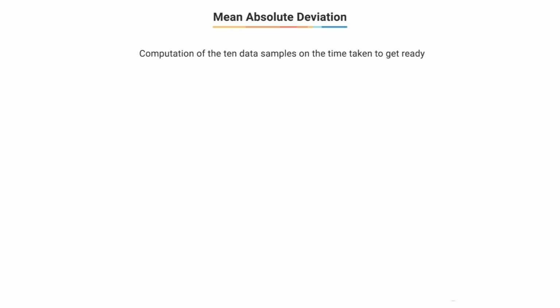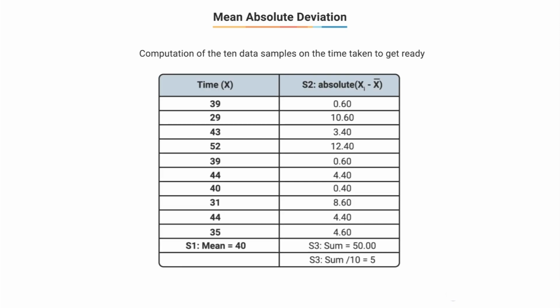Let us try to compute these values for our get ready times dataset with 10 observations. The MAD measure for this data can be simply computed in these steps. In the first step, we'll compute the mean, that is 40, that is S1. Next, we'll compute the absolute differences of each observation from the mean, that is the absolute value of xi minus x bar. This is our second step, S2. In the third step, we'll sum up all these values. The sum is equal to 50. And then in the fourth and last step, we'll divide this sum by the number of observations, that is 10. So we get our MAD value of 5.